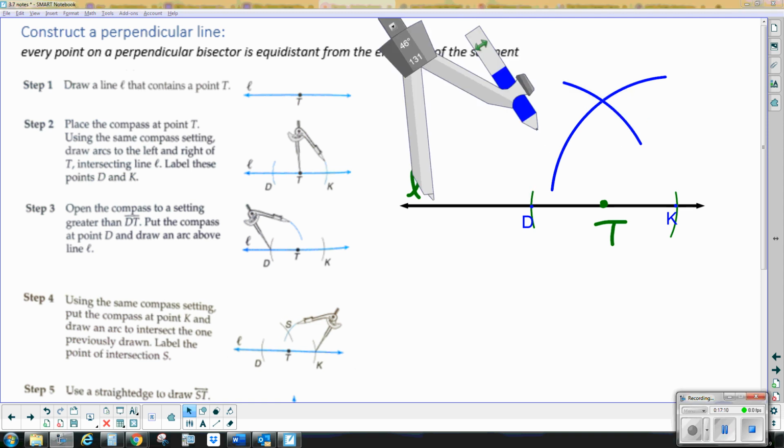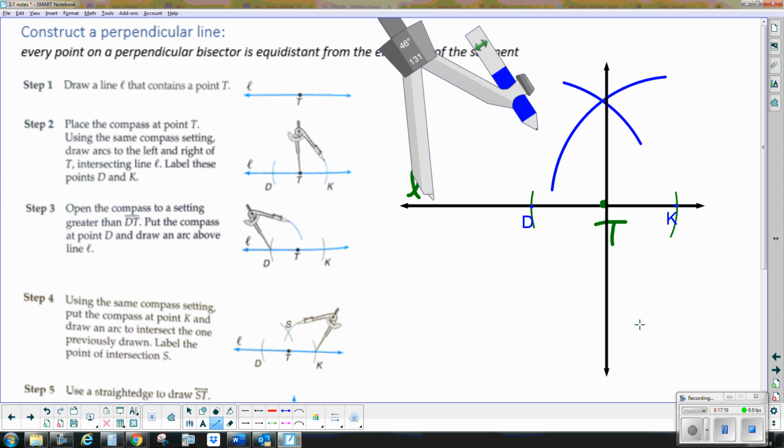Right, now my last step is to actually connect those two points, and I'm going to draw a line. Okay, in order to draw a line, you need two points. Those two points that I just constructed are point T and the intersection of those two arcs, which are both equidistant from D and K, the endpoints of my segment. I can draw a line, and I know this line is perpendicular to line L.